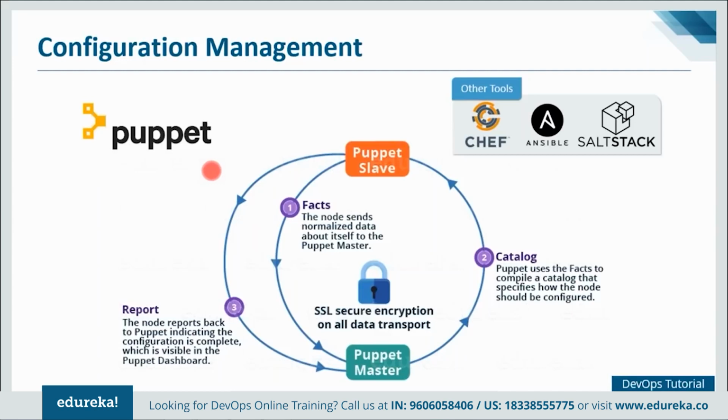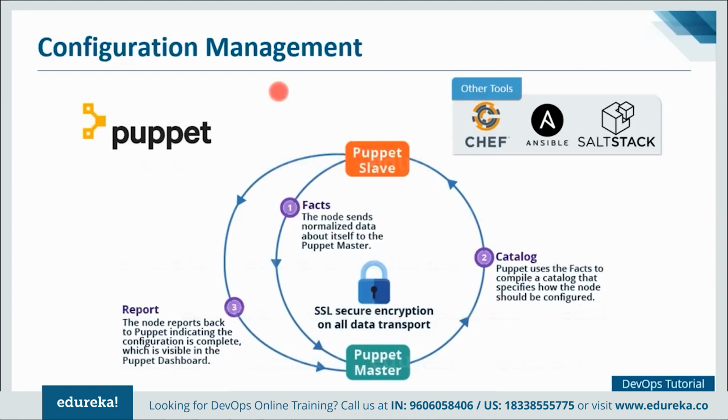In push configuration, the master will actually push the configurations onto the nodes, which happens in Ansible and SaltStack, but does not happen in Puppet and Chef. So these two tools follow pull configuration, and Ansible and SaltStack follow push configuration, in which these configurations are pushed onto the nodes. And here in Chef and Puppet, the nodes will pull those configurations. They keep on checking the master at regular intervals, and if there is any change in the configuration, they will pull it.